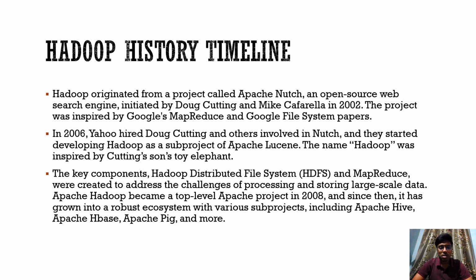The key components, Hadoop Distributed File System (HDFS) and MapReduce, were created to address the challenges of processing and storing large-scale data. Hadoop became a top level project in 2008, and since then it has grown into a robust ecosystem with various sub-projects including Apache Hive, Pig and more.